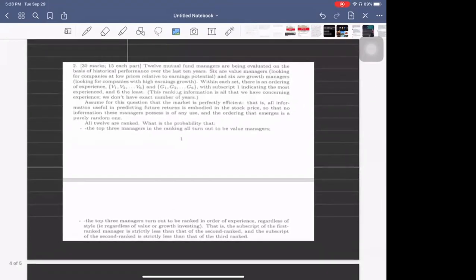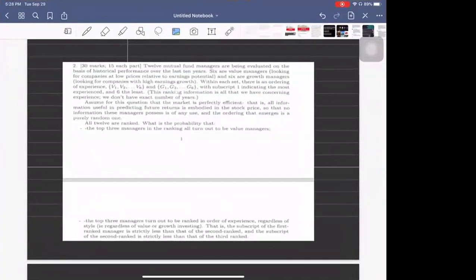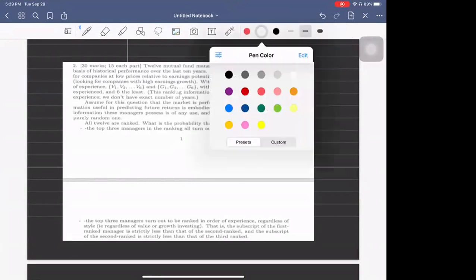Anyways, all right. For the exercise, we have 12 managers being evaluated based on their historical performance over last year. There are two types: 6 are value managers and the other 6 are growth managers. They're ranked from 1 to 6 within each group, where 1 is the most experienced manager and 6 is the least experienced. So note that down quickly.